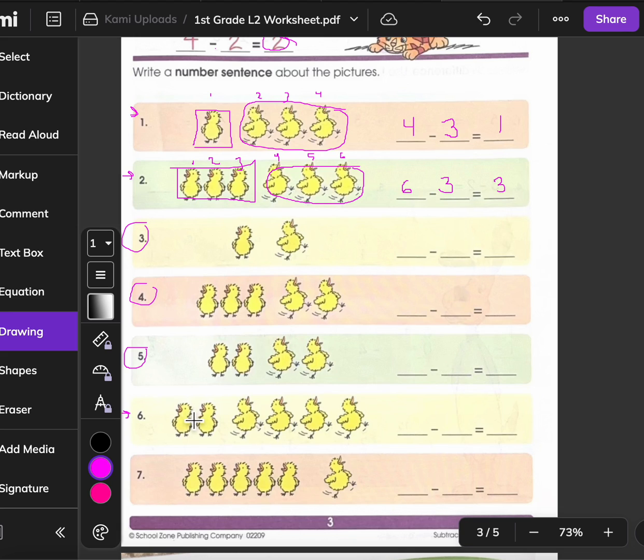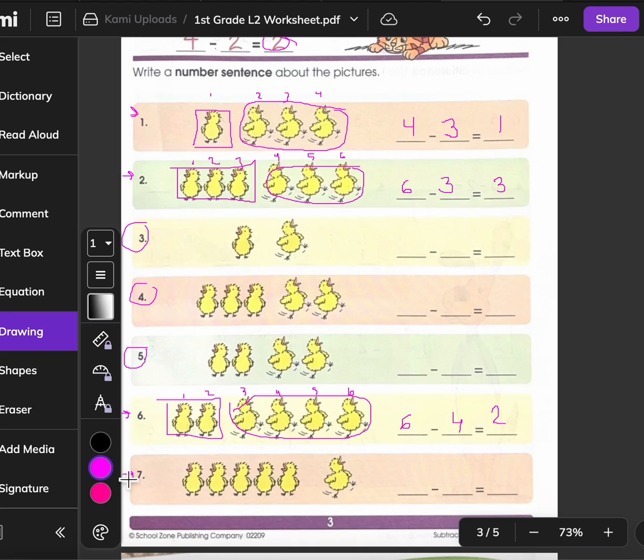So 6, we have 1, 2, 3, 4, 5, and 6. 6 ducks, so we're going to write 6 here. 4 of them are running away, so we're going to subtract 4 from 6. And we're left with 2 ducks. So that's what goes here.